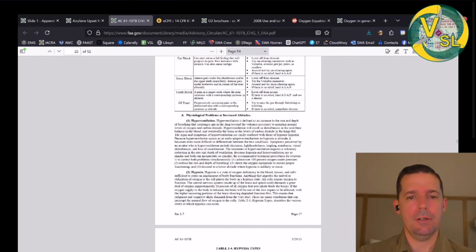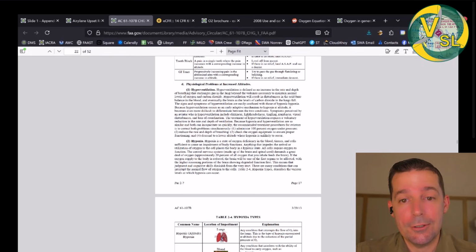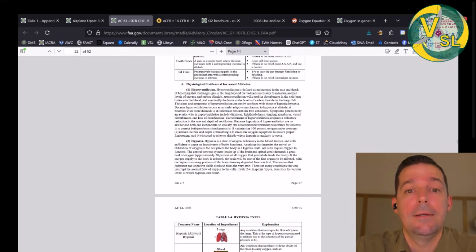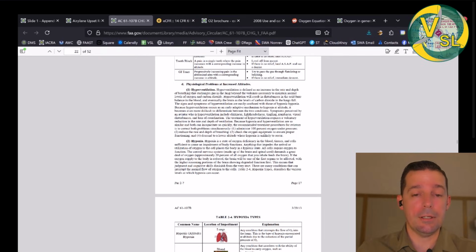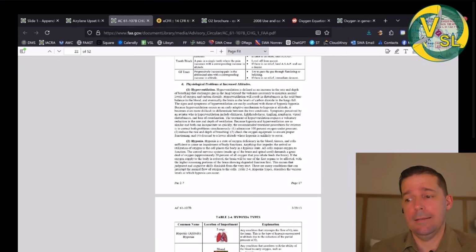So we have hyperventilation. Hyperventilation is defined as the increase in the rate and depth of breathing that exchanges gas in the lungs beyond the volume necessary to maintain normal levels of oxygen and carbon dioxide. Hyperventilation will result in disturbances in the acid balance of the blood and eventually the brain. As levels of carbon dioxide in the lungs fall, the signs and symptoms of hyperventilation appear. It's basically a problem with carbon dioxide and not oxygen.